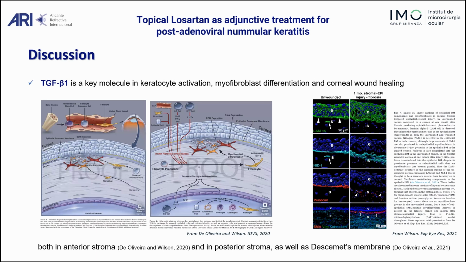And nowadays, we also know that this is also a fundamental molecule at play in the keratinocyte activation, myofibroblast differentiation, and corneal wound healing. And this has been demonstrated both in anterior stroma in vitro and in vivo models, as well as in the posterior stroma and the Descemet's membrane, as you can see here in these images, where after a model of corneal anterior stromal wound, there's a proliferation of TGF-beta1 and also the molecules in the downstream signaling that leads to fibrosis in the subepithelial stroma.